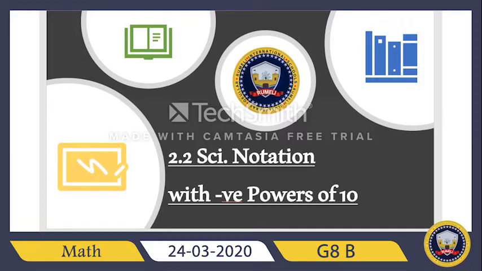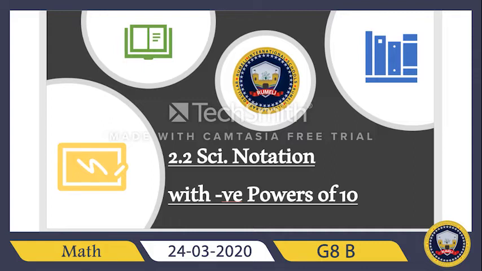So today we are going to continue with scientific notation. Yesterday we spoke about the positive powers of 10, which we've used to write very big or very large numbers. We had the distance from Earth to Sun as an example. Today we are going to speak about scientific notation with negative powers of 10.